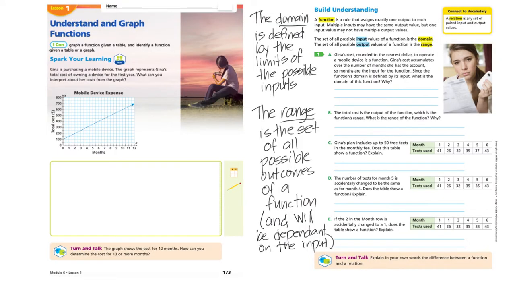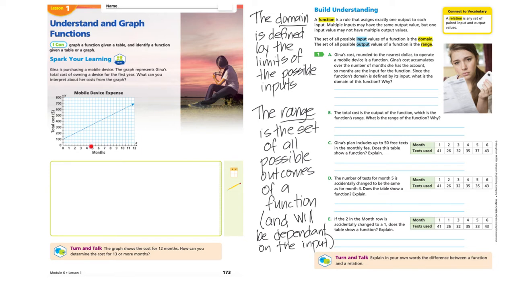All right, so here's lesson 1, the beginning of lesson 1, understand and graph functions. And the I can statement says I can graph a function given a table and identify a function given a table or a graph. So the Spark Your Learning says Gina is purchasing a mobile device. The graph represents Gina's total cost of owning a device for the first year. What can you interpret about her costs from the graph?